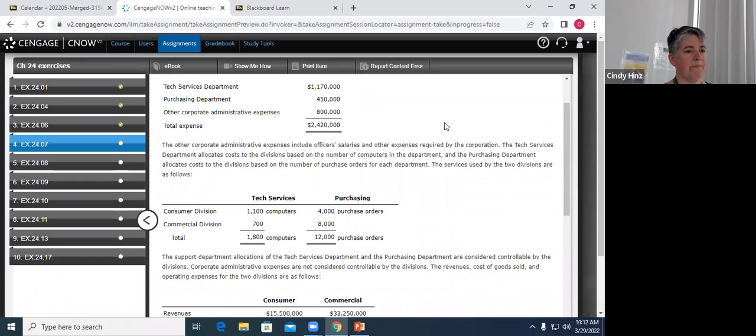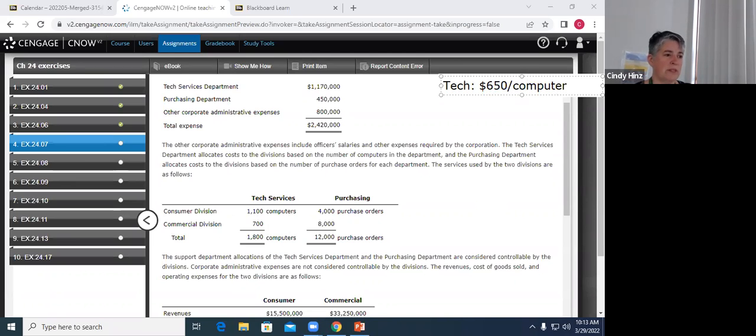And let's go back up here. I'm again going to put my calculations over here on the side so that I can scroll down and still be able to read those. So from the tech services department, their costs are $1,170,000. And they're going to allocate their costs based on the number of computers. And there are 1,800 computers total across these two divisions. And so if we take that total cost of $1,170,000 and divide by 1,800 computers, we come up with an allocation rate of $650 per computer.